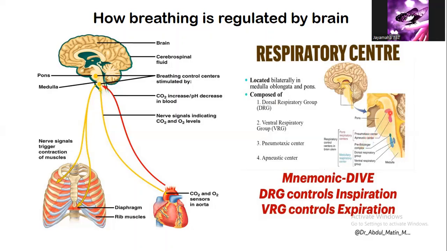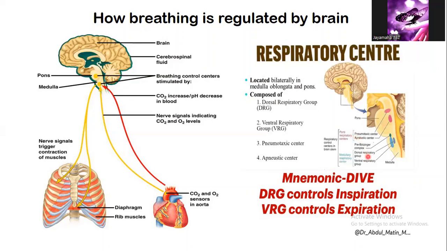There is the pneumotaxic center, also called the pontine respiratory group. It's located in your pons. It modulates the rhythm of your breathing by inhibiting the DRG's function, preventing overinflation of the lungs. So it regulates the breathing rate and helps in shortening inspiration.